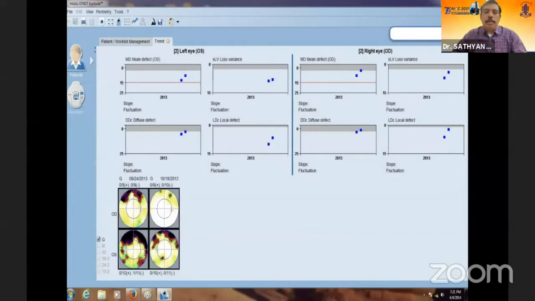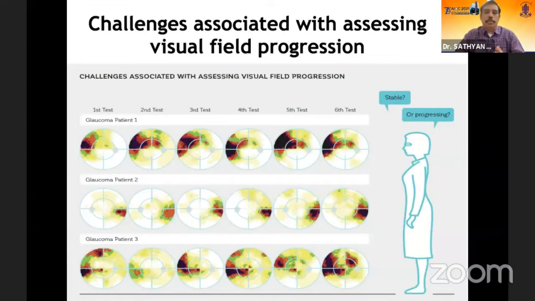So this is how the OCTOPUS software looks. This can be installed on your desktop, and you can see the right eye, left eye, both eyes. You can see there are multiple graphs. We'll just go through that.